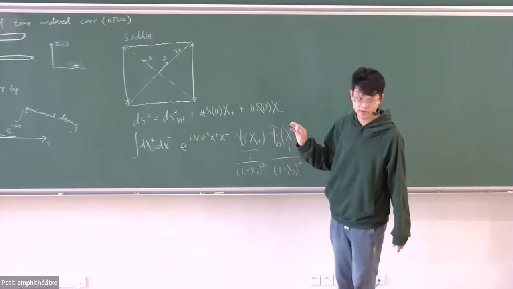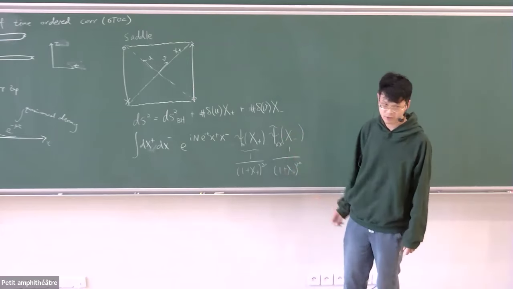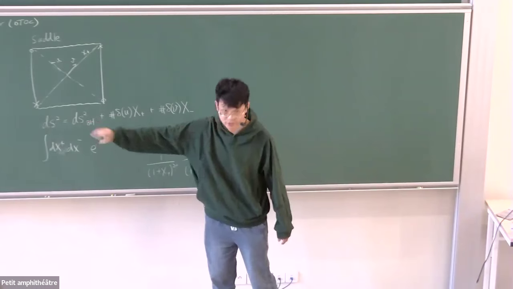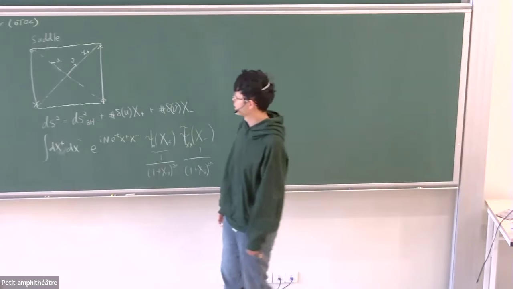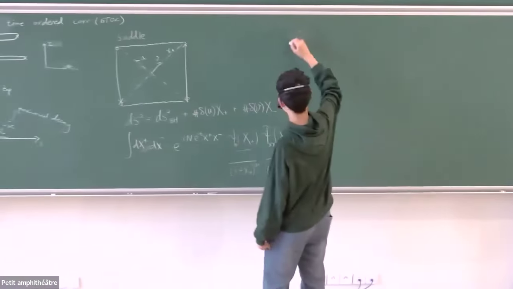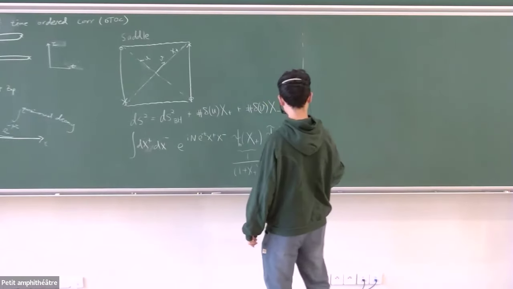And this is just a two-dimensional integral. You can do the integral, it gave you some hypergeometric function, which nicely reproduces that. So this is one thing that was very successful with the computation of OTOC.